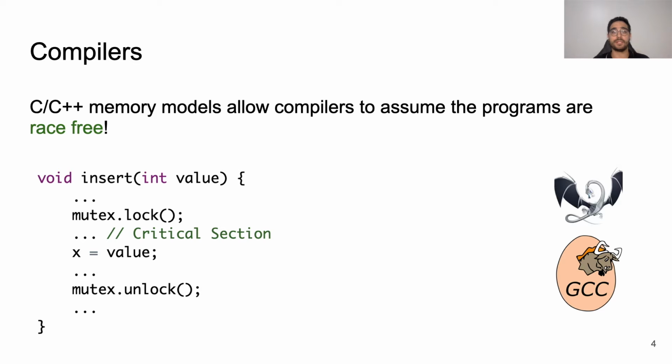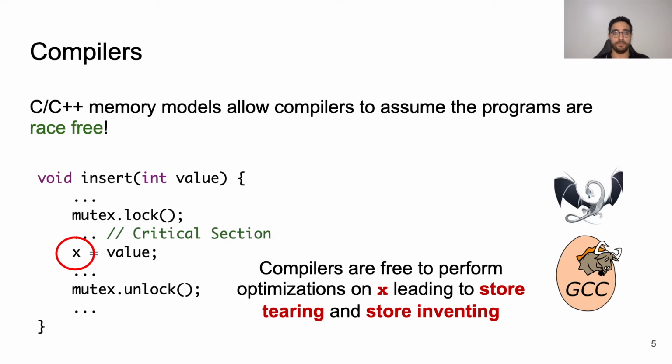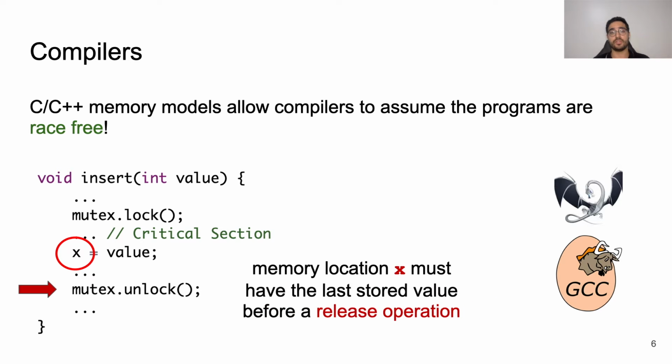Most programming language specifications provide compilers with the freedom to assume that programs are race-free, and other threads will not read from a non-atomic store until a release operation such as unlock is executed. This race freedom assumption allows compilers to perform different optimizations on non-atomic stores such as store tearing or store inventing. So the compilers only need to guarantee that the optimized code does not store to any memory locations that the original code didn't, and a store takes full effect before the next release operation.